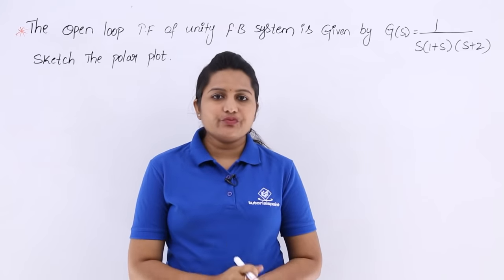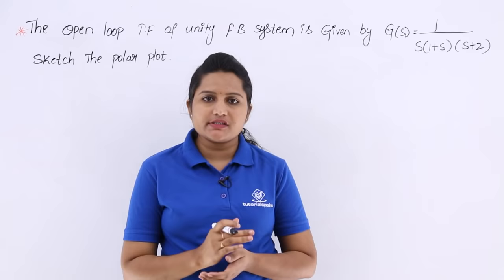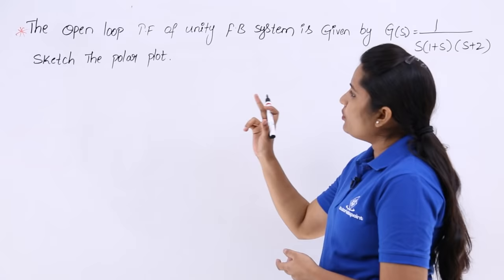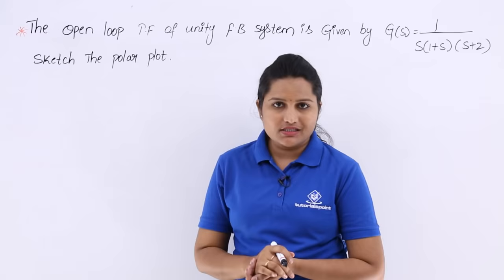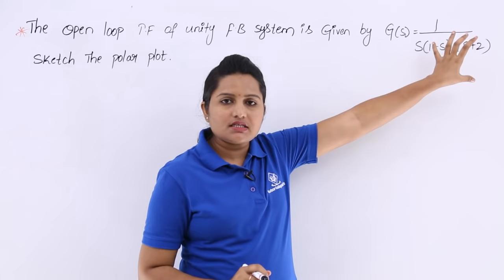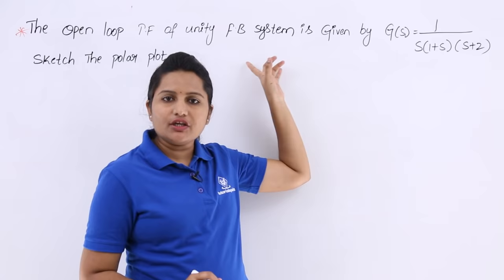In this video, we are going to plot a polar plot by using a given open loop transfer function. You can observe this problem here. The open loop transfer function of a unity feedback system is given by G(s) = 1 / (s(1+s)(s+2)).